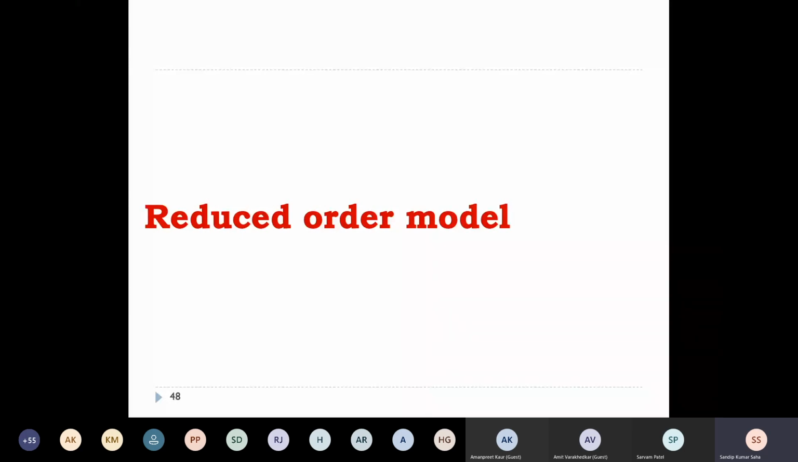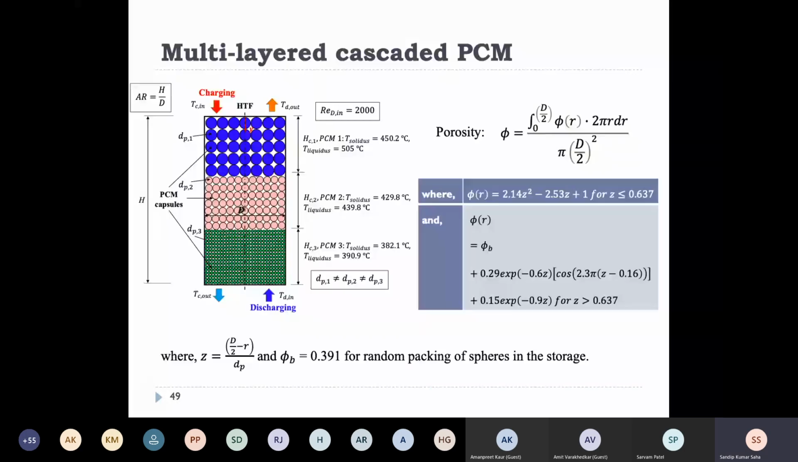So that means we need a reduced order model which will predict the phenomena with reasonable accuracy. Here I don't need 1% or 2% accuracy; my accuracy is 5%, and I am good because I get results within say 10 or 30 seconds, even when simulating one month. Just to give you an example, this is one kind of model. I am showing you a multi-layered cascaded PCM where we use different capsules in the storage to store the heat.